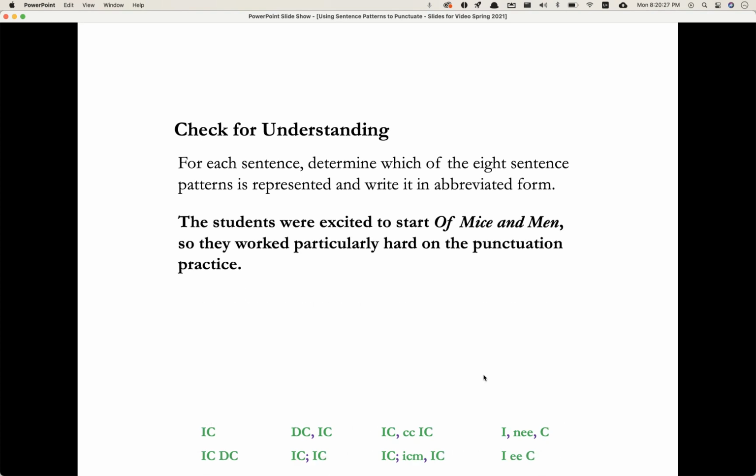So, the students were excited to start Of Mice and Men, so they worked particularly hard on the punctuation practice. 10 seconds. Make a decision. Pause the video if you need to.